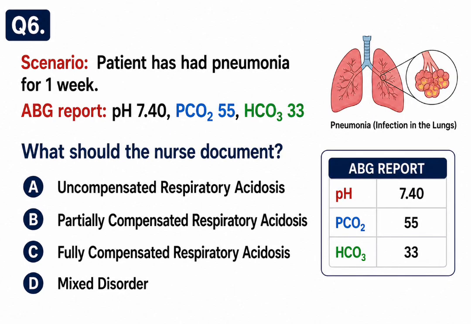Question 6. A patient has had pneumonia for 1 week. The ABG report shows pH 7.40, PCO2 55, and HCO3 33. What should the nurse document? A. Uncompensated respiratory acidosis. B. Partially compensated respiratory acidosis. C. Fully compensated respiratory acidosis. D. Mixed disorder.